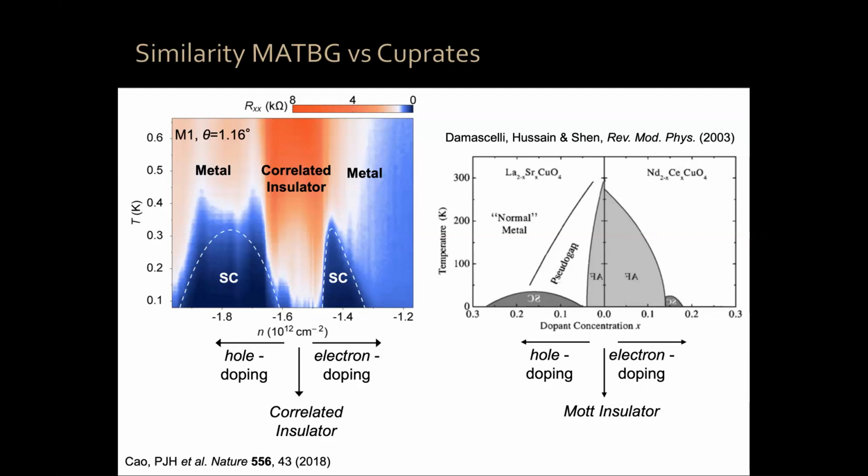You dope with holes, you have a big superconducting dome. You dope with electrons, you have a small superconducting dome. Okay. Now, of course, there's a big difference between these two plots. This is a theoretical plot. This is an experimental plot, right?